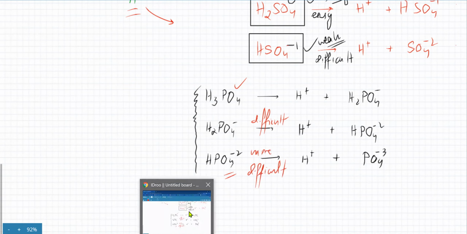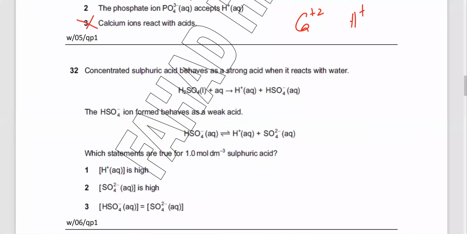So this question that we were doing, he's saying that sulfuric acid behaves as a strong acid when it reacts with water. So the first dissociation, it's behaving as a strong acid. But then he's saying that the HSO4 minus 1 ion behaves as a weak acid. So this dissociation is weak. So if you use 1 mole per dm cube sulfuric acid, is the first option correct or incorrect?